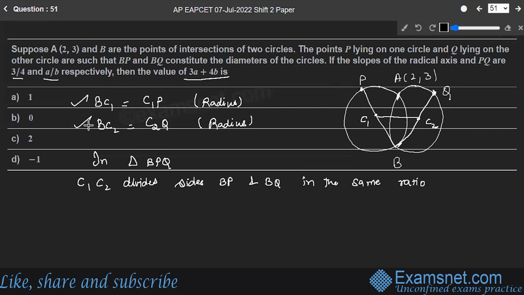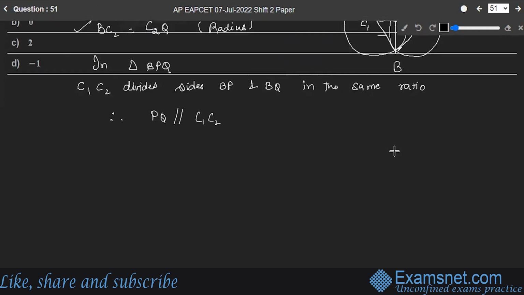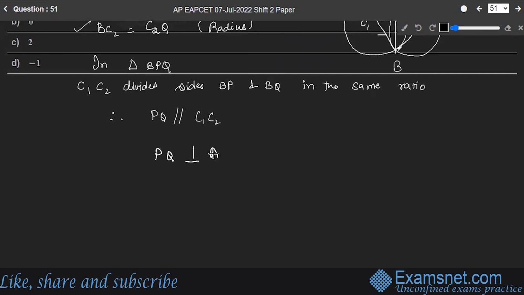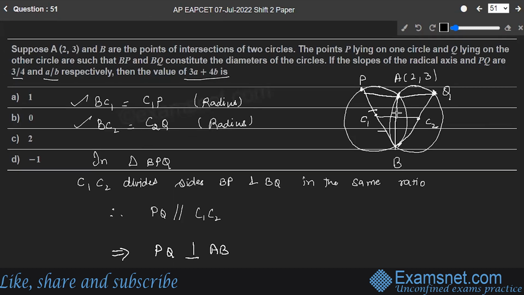That is half is to half. Therefore, PQ stands to be parallel to C1C2. Actually, the scale is not up to the mark, so you can say C1C2 is parallel to PQ. See why they are parallel: according to the basic proportionality theorem, if C1C2 divides the sides in the same ratio, then C1C2 stands parallel to PQ. So if I'm joining AB also, this implies PQ is perpendicular to AB. I hope this is clear to you till here.